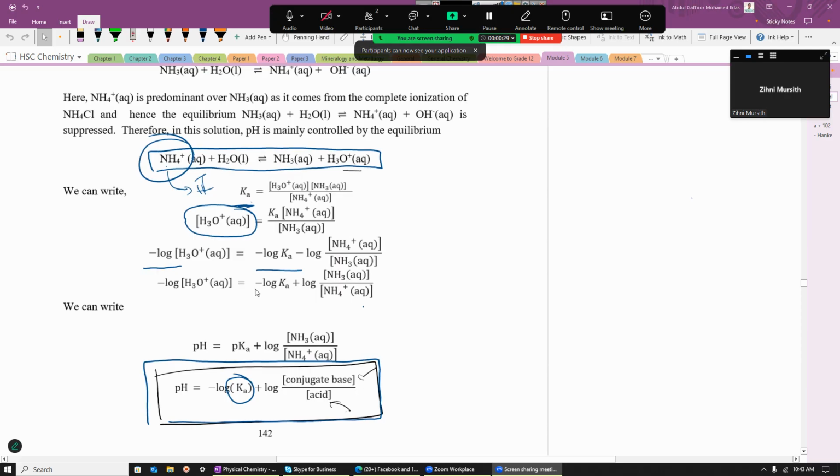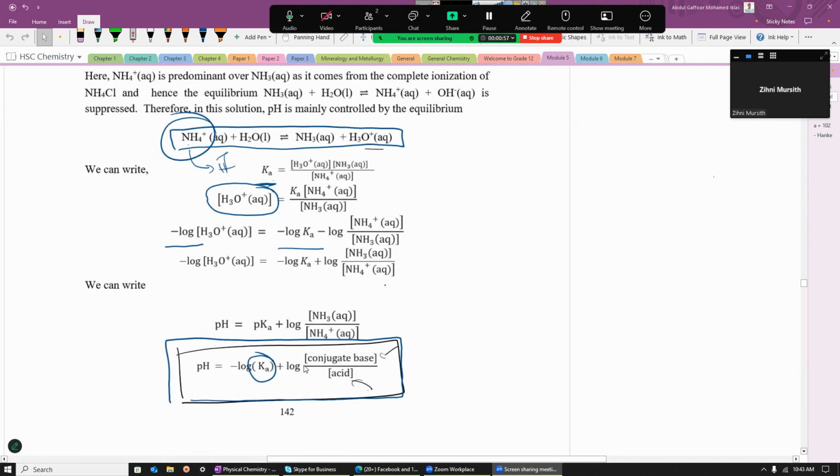Right. So you can see here we have a conjugate base and an acid. So this can be a buffer solution, right? So if you have the conjugate base NH3 and NH4 plus, how can you comment on this? If you add H plus and OH minus, the pH will be resistant. So you can apply this formula, right?